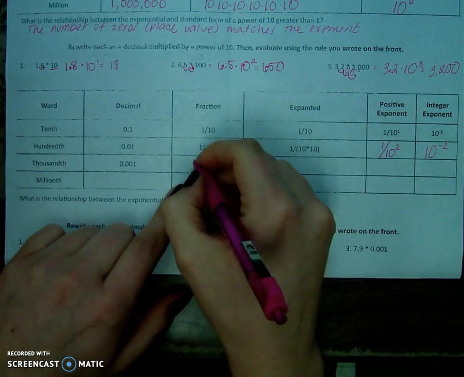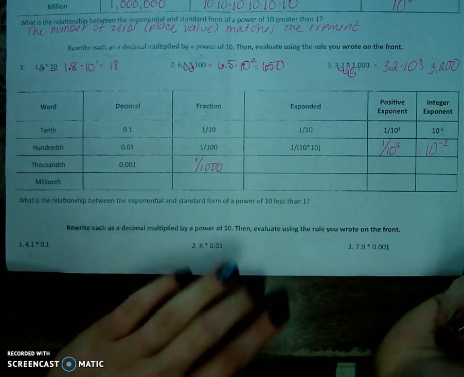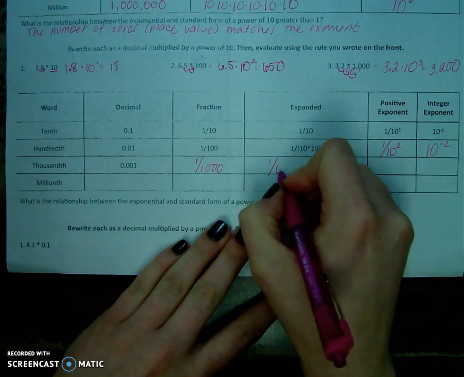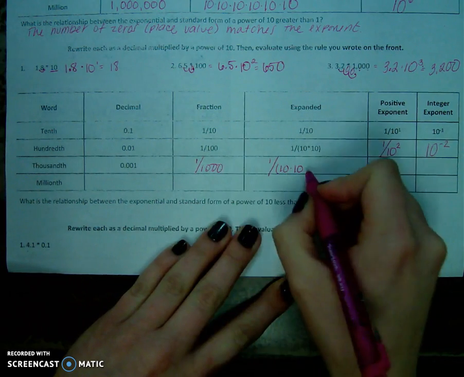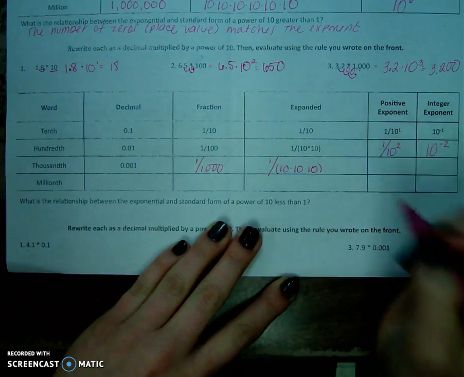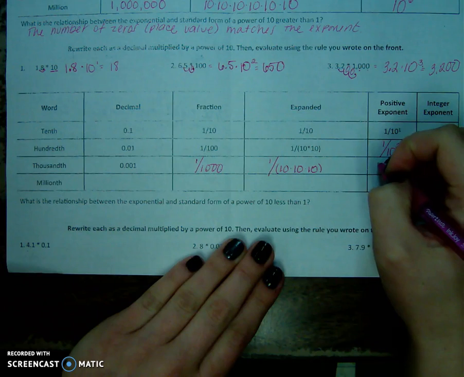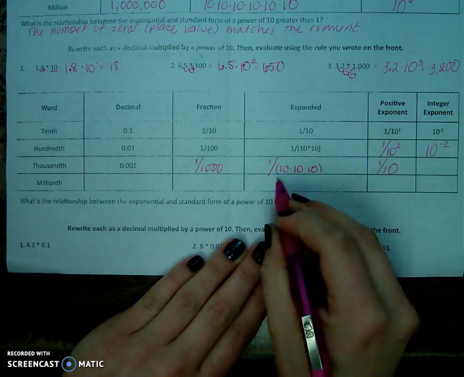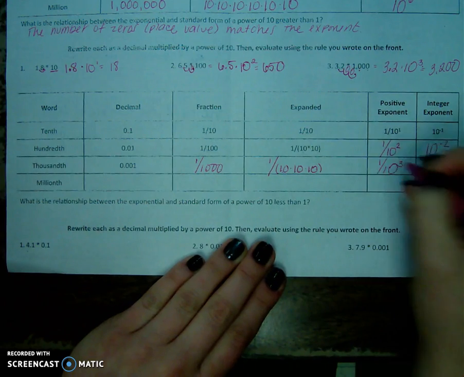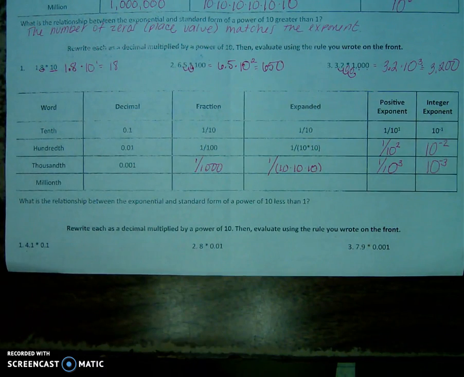Thousandth, it's going to look like 1 over 1,000, which looks like 1 over 10 times itself. How many times? 1, 2, 3. Okay, so our positive exponent would look like 1 over 10 to the, how many times did we multiply it? 3. So 10 was to the negative third power if it was an integer exponent.